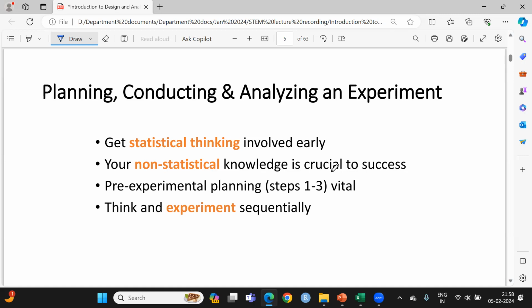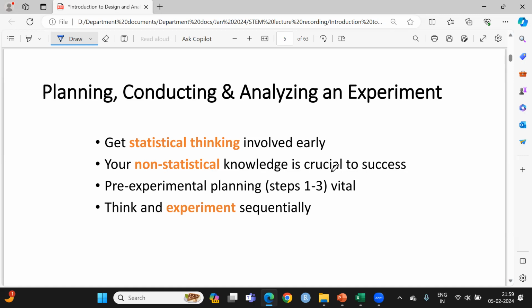So it is always recommended that one should also incorporate non-statistical knowledge while doing any analysis of the design. Okay, so statistical knowledge is essential, but non-statistical knowledge is also essential.